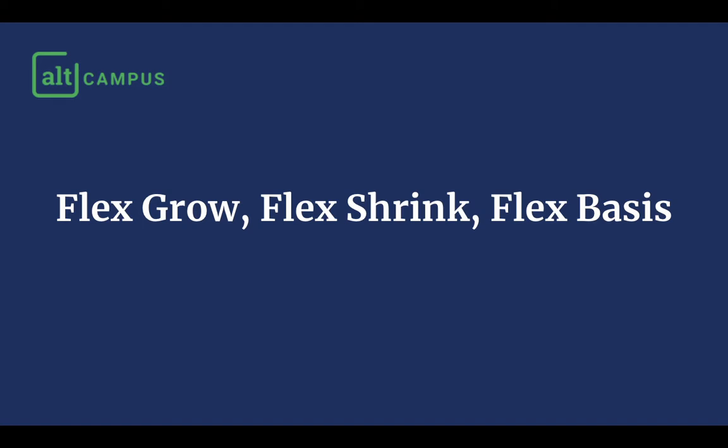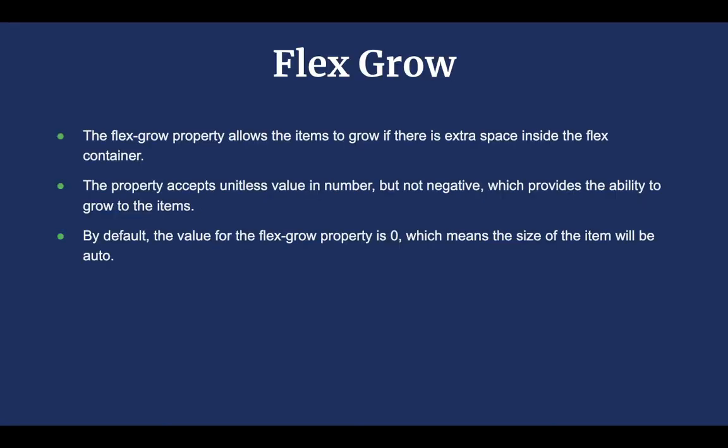Next we have three important properties inside Flexbox. These are flex grow, flex shrink and flex basis. These are the properties which make the Flexbox model more flexible, and all of these properties are applied to the flex items. The flex grow property allows the items to grow if there is extra space inside the container.